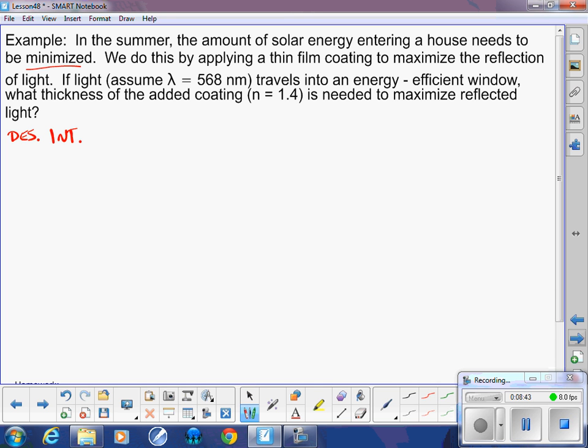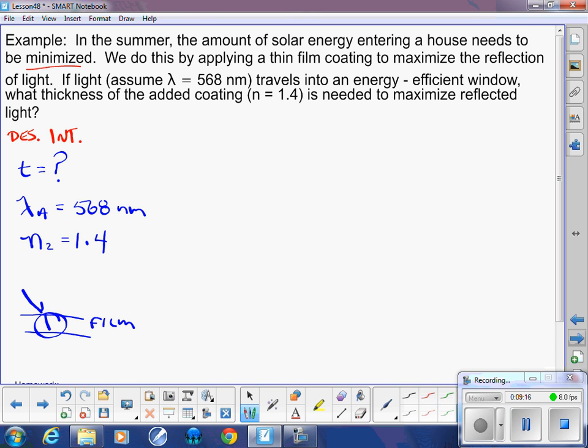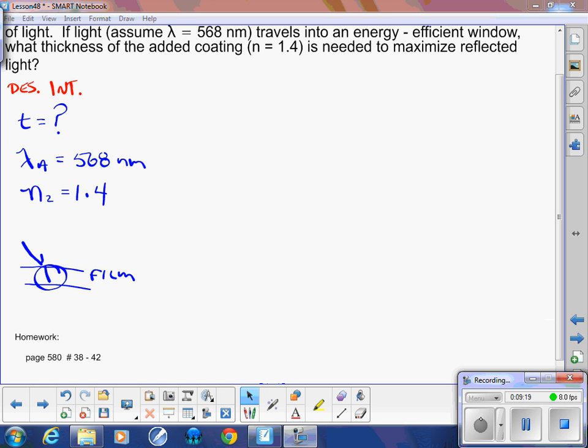Writing out my information, or decoding this question, I'm looking for thickness. That's my unknown. I know that the lambda in air is 568 nanometers. And I know that the coating that we're entering, n2, is going to be 1.4. So what do I know? I know enough that I need to find the lambda inside the film, because the light is going to enter our film. I need to find the wavelength in that new film.